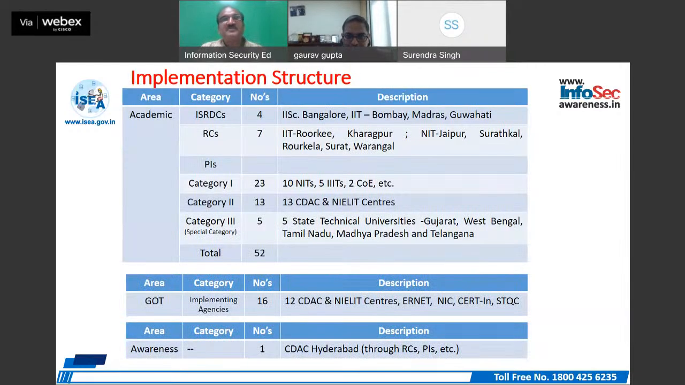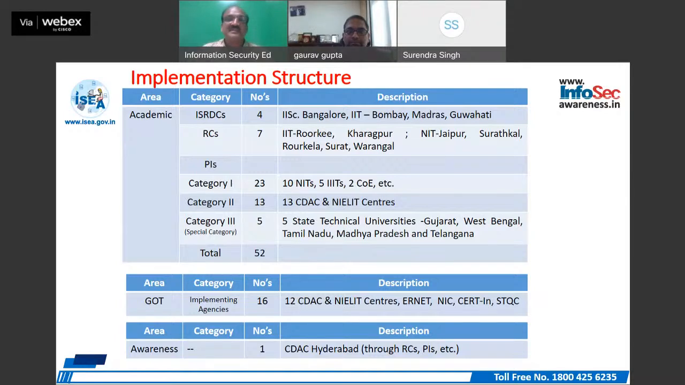by using these 52 institutions. These 52 institutions are involved in implementing this program, like the ISRDCs, the information security research and development centers, including ISA Bangalore, and the IITs at Mumbai, Madras, Guwahati, Roorkee, Kharagpur, and others, and the topmost NITs, IITs, COEs, and most of our CDAC and NIELIT centers are also part of this program. We are offering academic programs, training of government officials, and another aspect is creating mass awareness among various users through various collaborations.